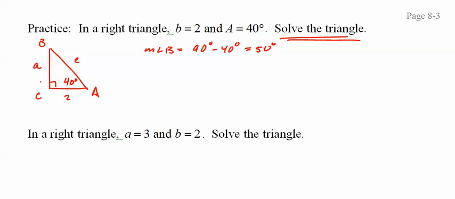And to find A, we would try tangent. Literally try, see if it works. Tangent of 40 is little a over 2. A equals 2 times tangent of 40. I will no longer write these out. I fully, completely, and totally expect you guys to be able to handle something like that.